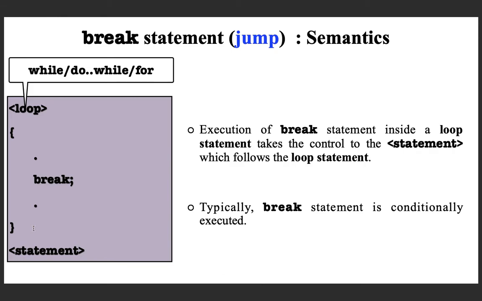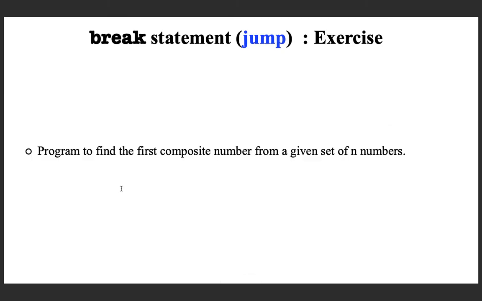Typically, a break statement is conditionally executed. If there is no condition, then always the first time it comes, it goes out. So this part of the code is then non-reachable. So conditionally executed, that is a meaningful case. With this, I am giving you a programming exercise using break statement. You find the first composite number from a given set of n numbers. Assume that n is very large. You can break the loop the moment you get a composite number.